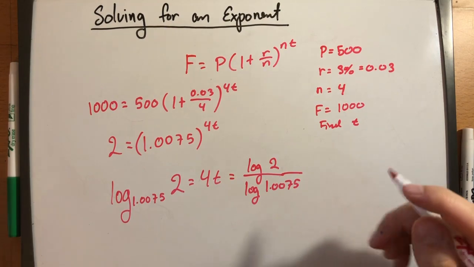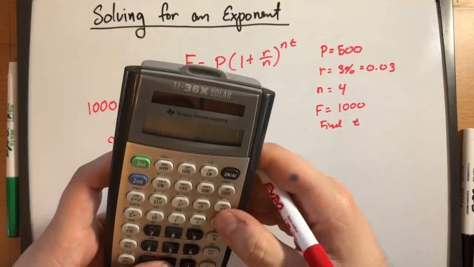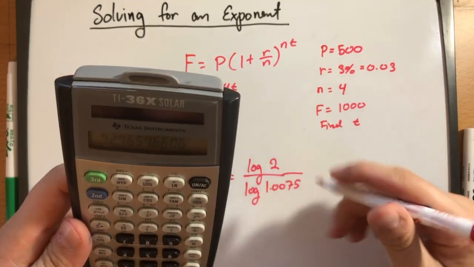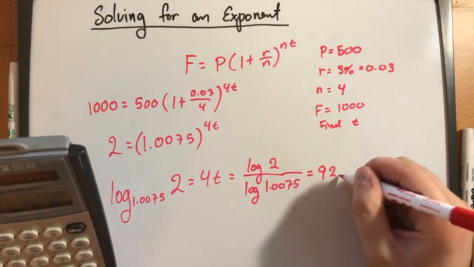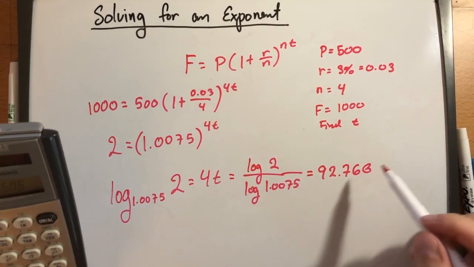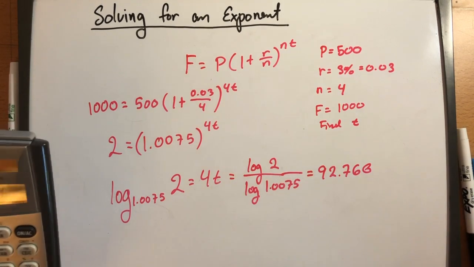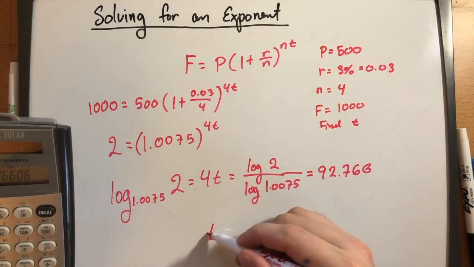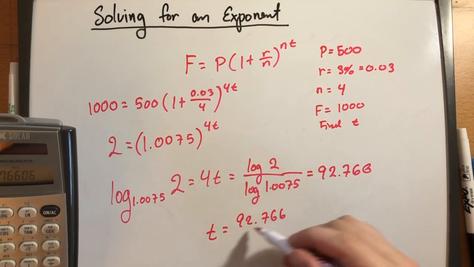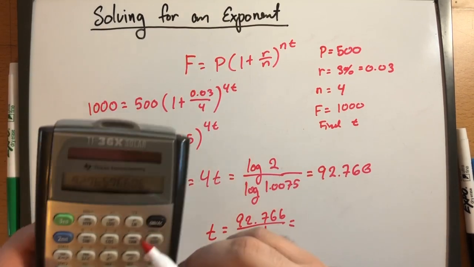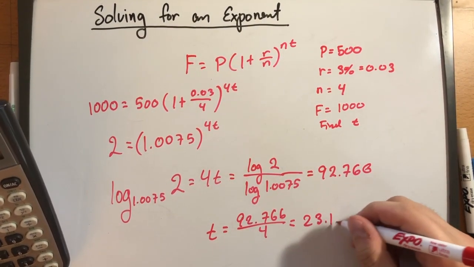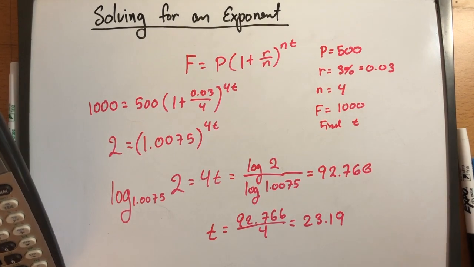Notice I'm converting it to base 10. So if we were to do this, we would get 92.766. Now, however, this is not the final answer because this is for 4t. So t would be equal to 92.766 divided by 4, which would finally be 23.19. We could round it there.